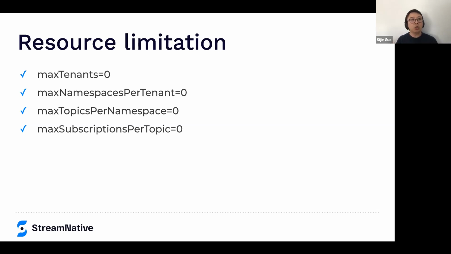And in 2.7.0, we introduced that natively in Pulsar. So now you are able to configure the max tenants that you want to give to the entire user base of a Pulsar cluster, and the max namespaces per tenant, max topics per namespace, and max subscriptions per topic. In this way, you are able to provide better control over how people use namespaces and tenants. So this is the resource limitation.